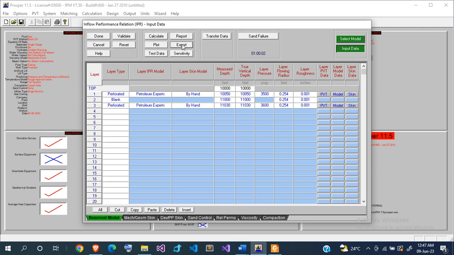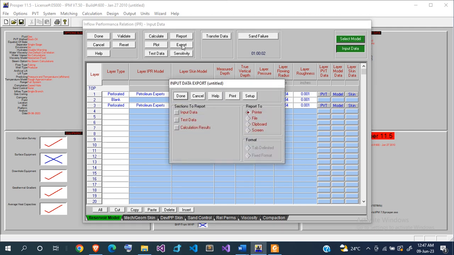So you can export this data, the calculation result, or maybe everything, either to a printer, to a file, to clipboard, to screen, or whatever. All you have to do is select the format and where you want to export the report to. Most of the time I export to clipboard so that I can easily paste on any document. But you can also export to a file.